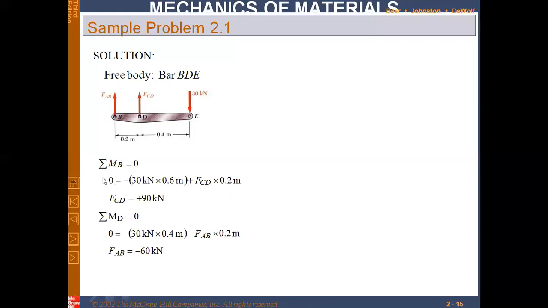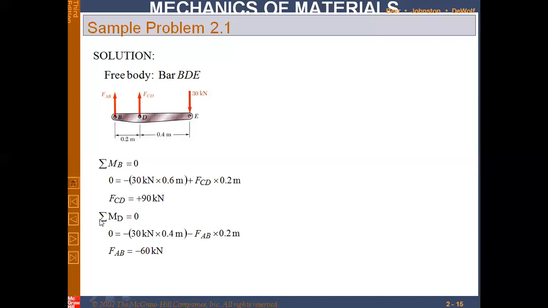And the summation of all moments is equal to 0. The only unknown is FCD. After calculation, FCD is equal to plus 90 kilonewton. The plus sign means that the direction which we have taken is correct, so the load is acting in the upward direction.